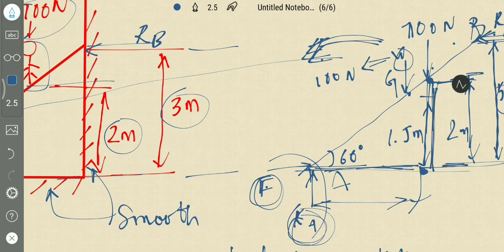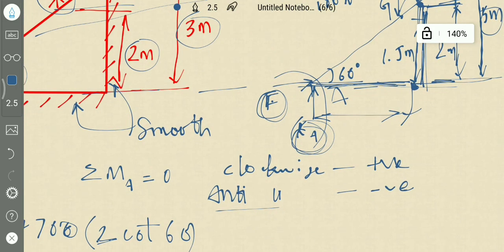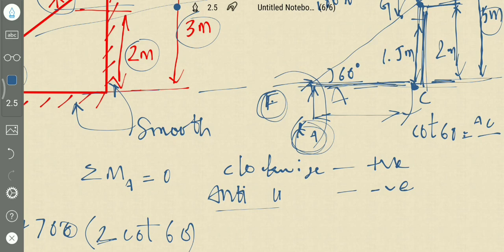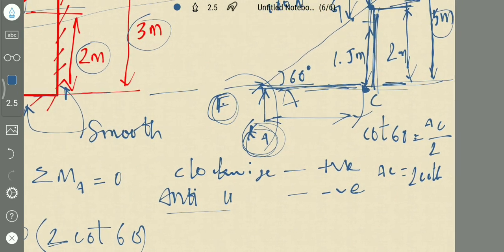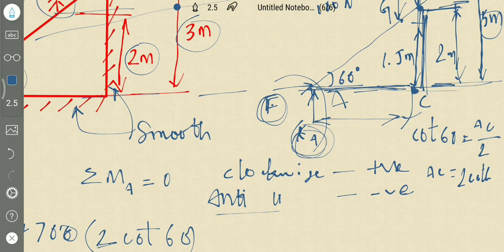Cot 60 is this by this, which means this is 2. This is to be known. I'll write here cot 60 is equal to, let us say this is point C, AC divided by 2. AC is equal to 2 cot 60. That's why here it is 2 cot 60.